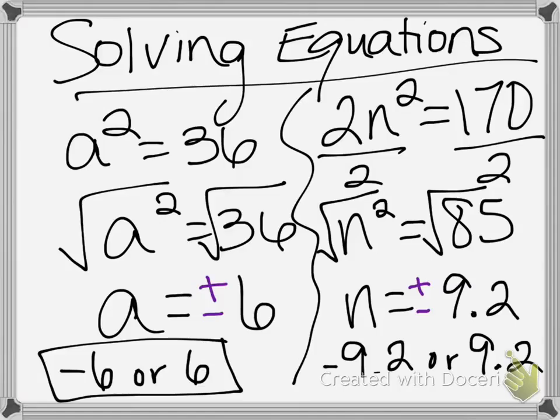Another example, if we have 2n squared equals 170, the first thing we need to do is get the variable alone. We would divide by 2 on both sides, and we end up with n squared equals 85. Now we have to take the square root of both sides to figure out what n equals. And again, remember, we have both the positive and the negative. Since it's not a perfect square, we would estimate that it is approximately 9.2. So we would say positive 9.2 or negative 9.2.